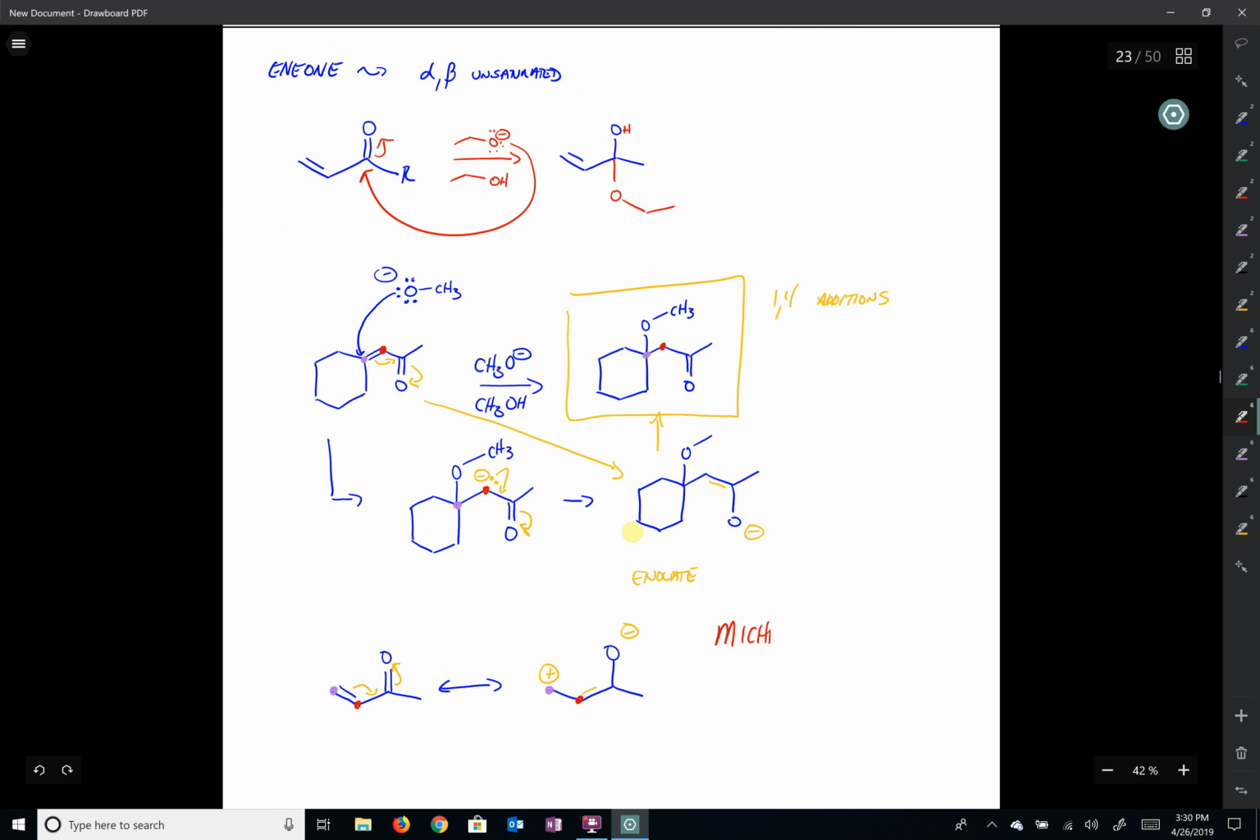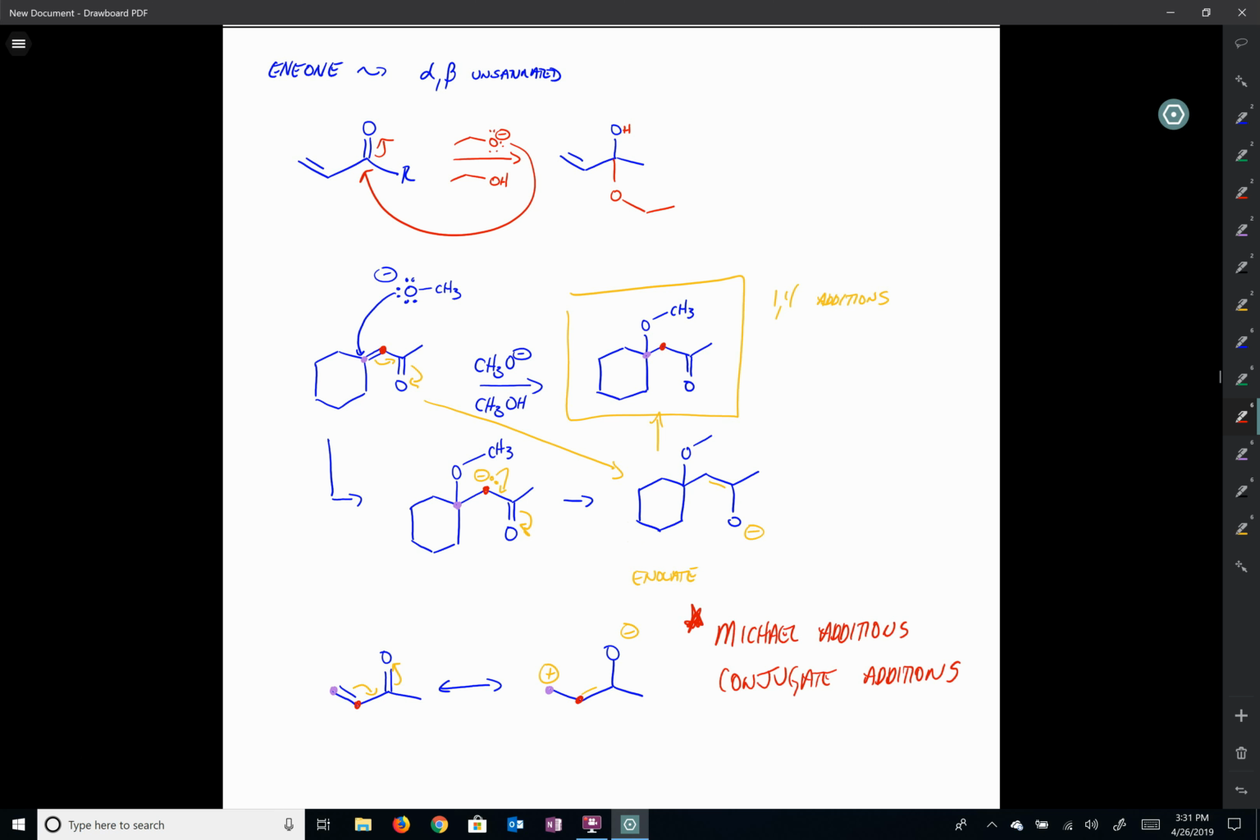Although Michael addition technically is a specific set of reactions, a Michael addition is a specific conjugate addition, or a specific 1,4 addition, where we bring in a carbon with a negative charge, right? So we have a carbanion which comes in and adds at the 4 position there. And that should be the important key part to remember with this.